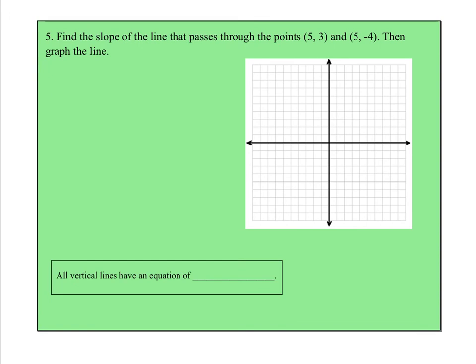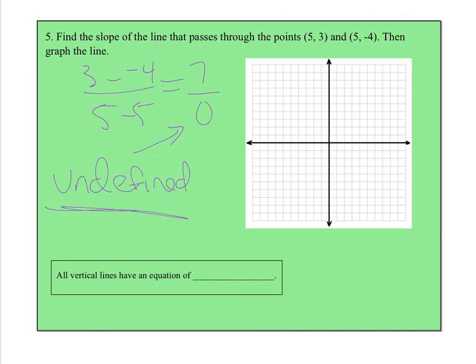So if I look here, (5, 3) and (5, -4), something fun's going to happen here too. If I go 3 minus negative 4 over 5 minus 5, here I get 7 over 0. This is a big no-no. This is actually undefined. So that tells me that this is going to be a vertical line. A vertical line is just going to be x equals something. So look at my x value. My x value the whole time is 5, so that means I have a line straight up and down where x equals 5. There's my answer.